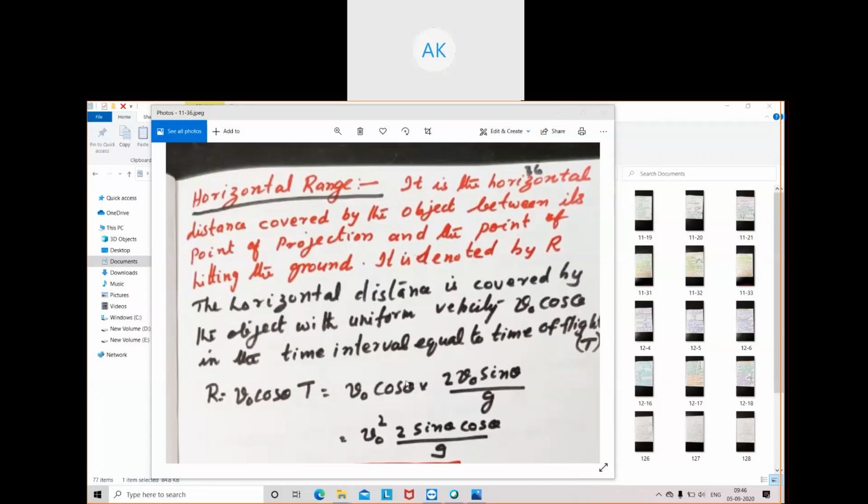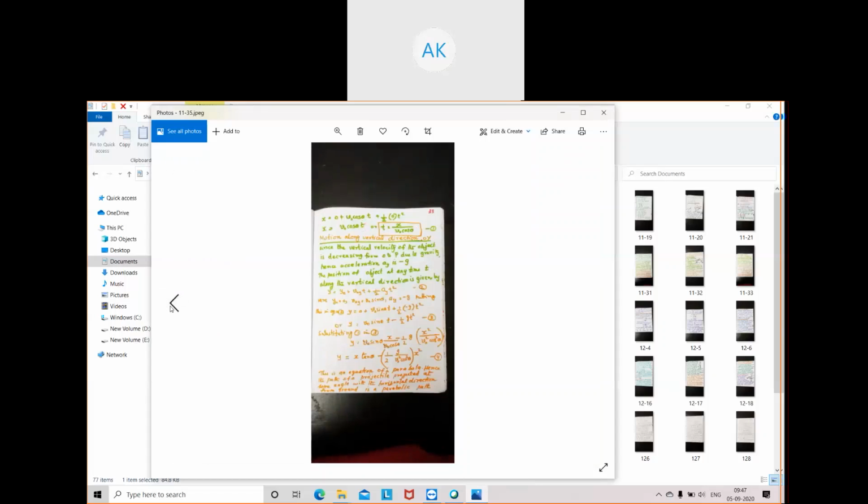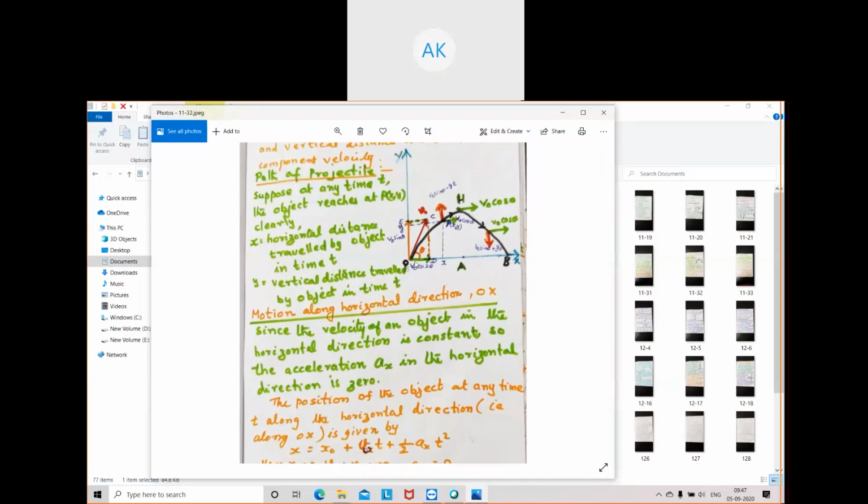The horizontal distance covered by the object between its point of projection and the point of hitting the ground. I will show the figure, otherwise you will have doubt. Horizontal distance, this one. Figure is same. This is the horizontal distance, O to B. Maximum height we found. Horizontal distance means O to B, how much distance it can travel. If you know the initial velocity and the angle of projection, we can find out how much distance the body covers.